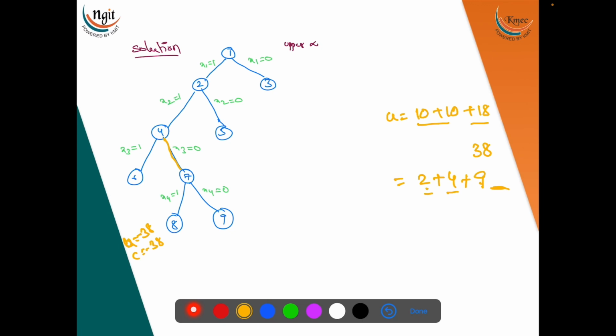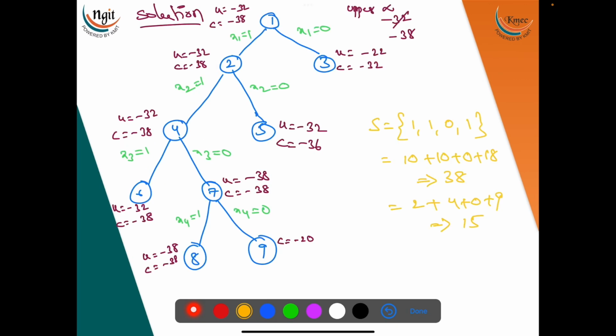Now let's see. If x4 is equal to 0, the cost will be minus 20. So it is the greater cost, right? It is more than minus 38. So this is the final solution. What is the final solution? x1 you can place, x2 you can place, x3 will not, and x4 is placed. That means the solution is S is equal to 1, 1, 0, 1, that means the x1 object is in the bag, the x2 object is in the bag, x3 is not, x4 is in the bag.